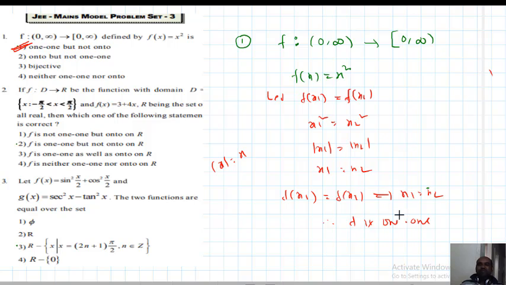I am explaining two methods. The first method, the graphical method, I clearly explained. Now the algebraic method. So algebraically, what is the conclusion? The given function is a one-one function.